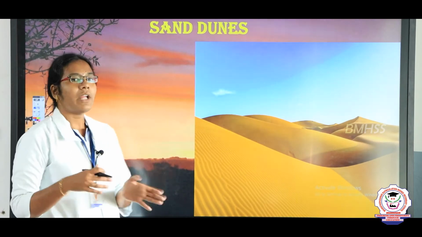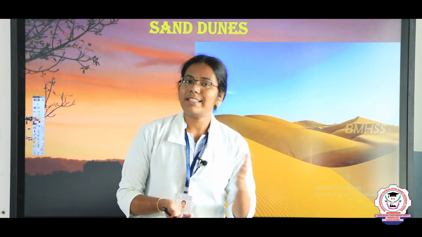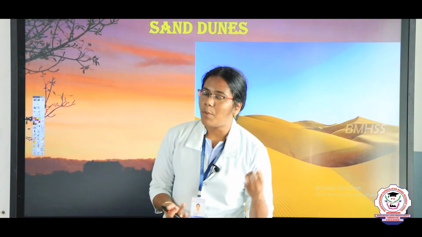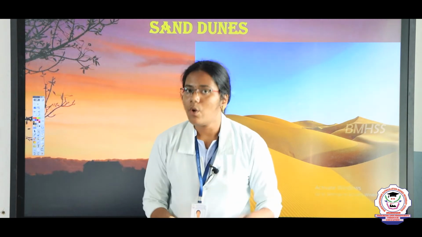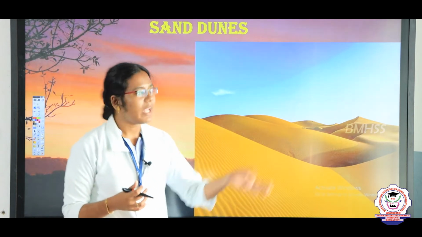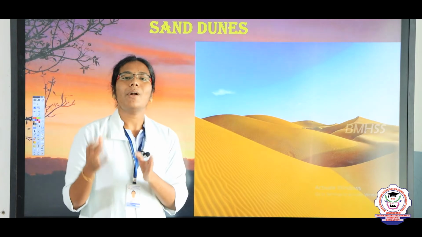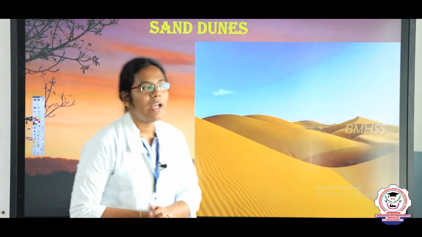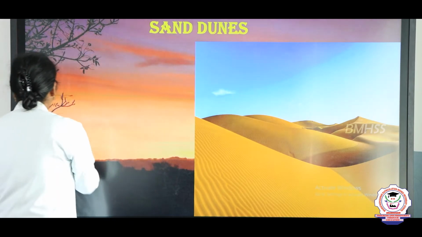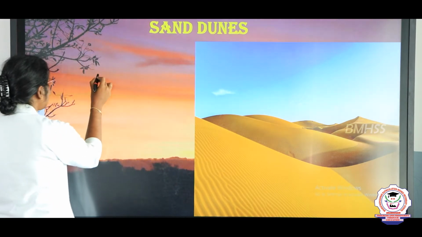Yes children, depending upon the climate, I said desert means it's a very hot climate. Here it receives a small amount of rainfall. You can see a number of sand dunes here. What is meant by sand dunes? Nothing children, hillocks of sand are said to be sand dunes.